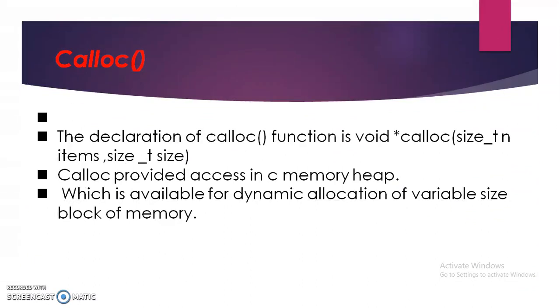Calloc. The declaration of the calloc function is void *calloc(size_t items, size_t size). Calloc provides access to the C memory heap. What is available for dynamic allocation is a variable size block of memory.